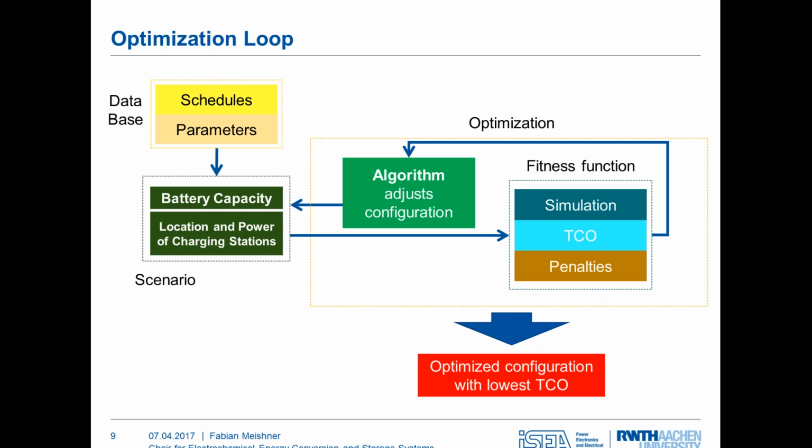So the next step would be that this algorithm chooses new input parameters, so it chooses a new battery capacity and new locations and power of charging stations, and then again the total cost of ownership is calculated, evaluated, and so on. So this is all done within a loop until in the end, on the bottom, you get one optimized configuration, which has the lowest total cost of ownership. And how good this result will be is, of course, very dependent on how detailed or how clear you set your input parameters.